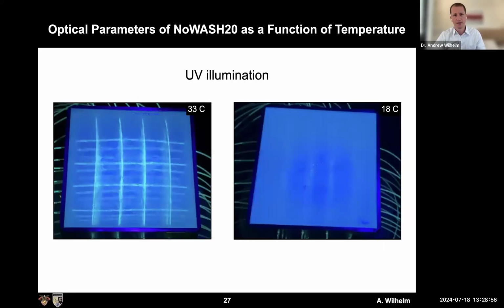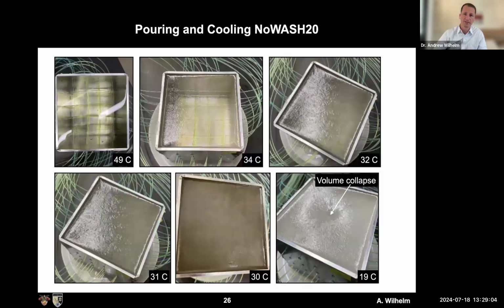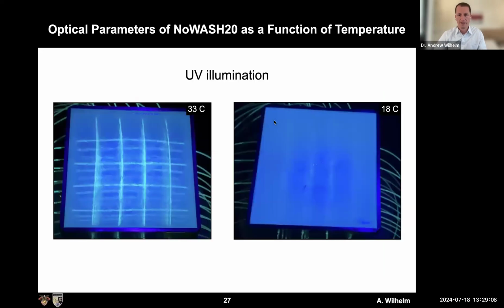So here are some images, under UV illumination, of what the detector looked like at 2 different temperatures. The first one is 33 degrees Celsius, so that's kind of in between these top 2 right images here. And then at room temperature on the right.